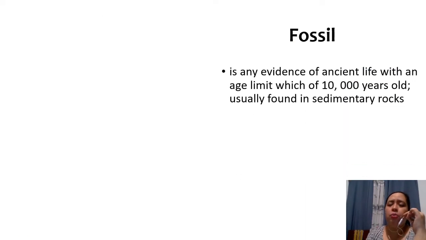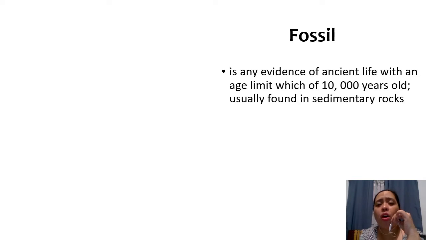Now, fossil, we have already talked about this, I think, in chapter 2 or chapter 3, that fossil is any evidence of ancient life with an age limit of 10,000 years old. I emphasized before that an organism or a remain or a dead material of an organism could be considered as a fossil if it is at least 10,000 years old. And most of our fossils, they are found embedded on sedimentary rocks. This is natural because metamorphic rocks, alam niyo naman na kapag metamorphic, mas mabilis siyang mag-degrade, mas mabilis siyang masira kumpara sa mga sedimentary rocks.